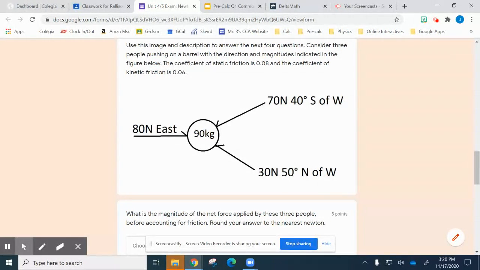So the first thing we need to do is pick our coordinate system here. Oh my gosh, I'm sorry. I'm going to try not to continue to exclaim in frustration.